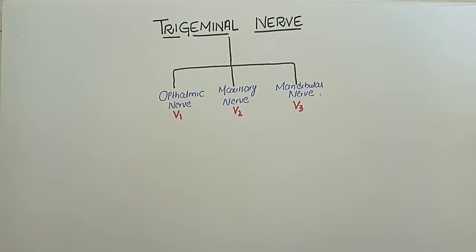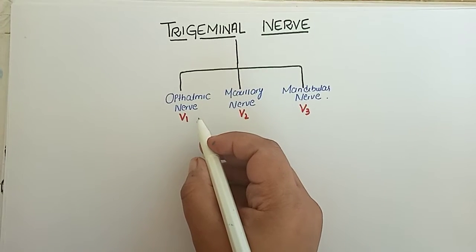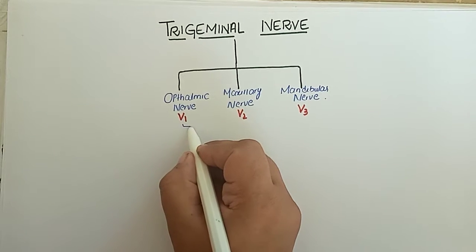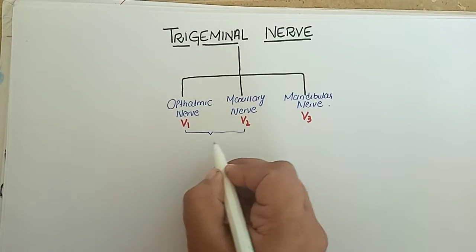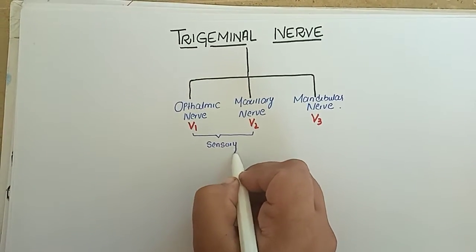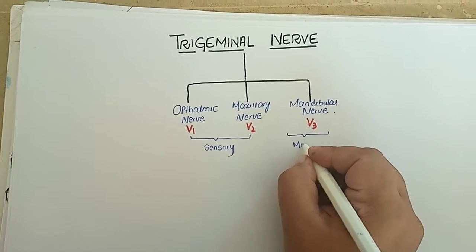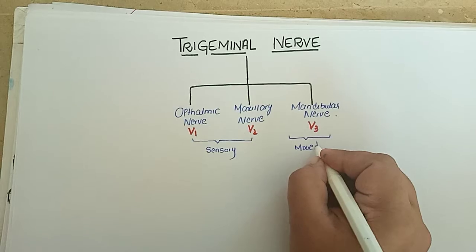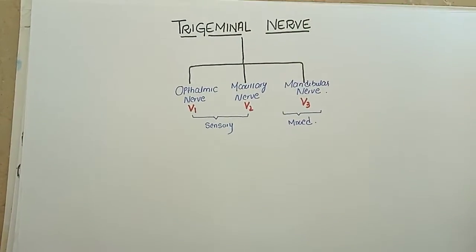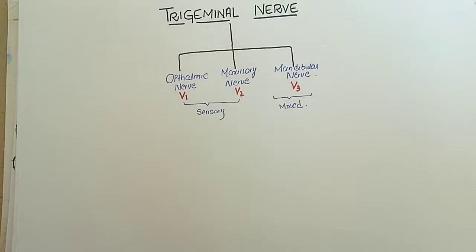So today my topic is the trigeminal nerve, which is the cranial nerve number 5. And there are three divisions of the trigeminal nerve: the ophthalmic nerve, maxillary nerve, and the mandibular nerve. The first two divisions of the trigeminal nerve are purely sensory, and the third division is the mixed nerve, which contains both motor and sensory fibers. So now I will explain the course of the trigeminal nerve and its divisions in detail.